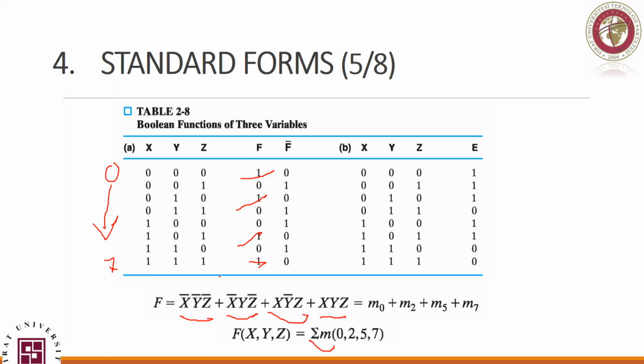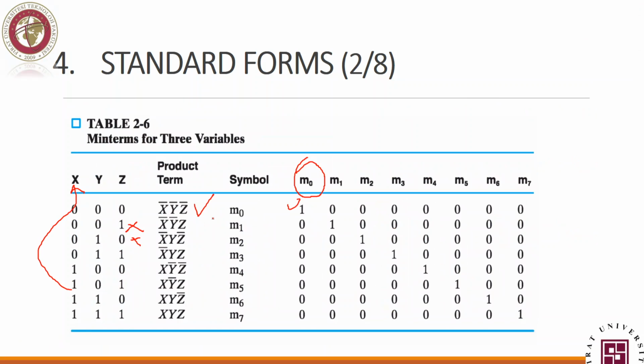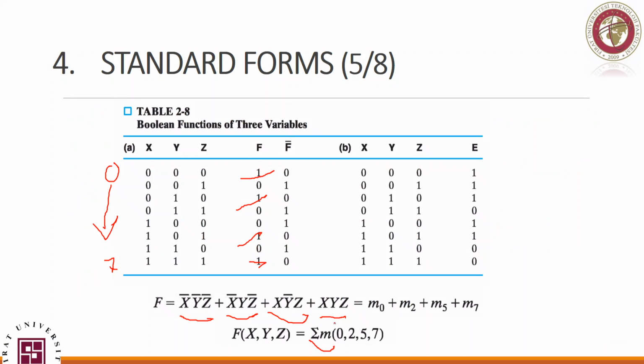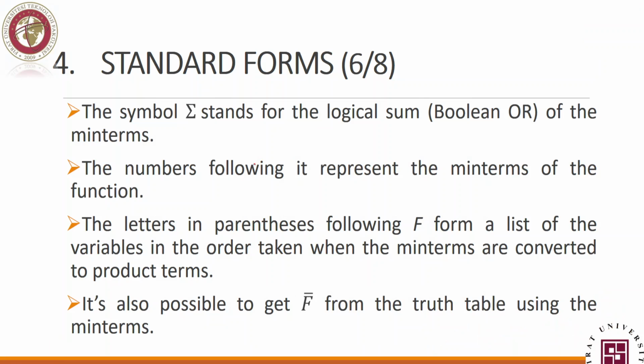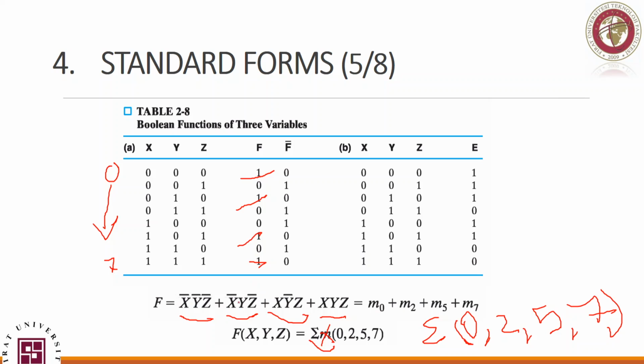The lowercase m refers to the minterms, the product of these terms, all right? So you may find it with no m, just the summation of 0, 2, 5, and 7. This is possible. You may find it with M, that's also fine, or you may find it with M0, M2, M5, M7. It's possible, or all are possible. You may find X, Y, Z, A, B, C, it doesn't matter. It's just a variable, the variable name can change, all right? So this stands for the summation. So we have OR terms here.